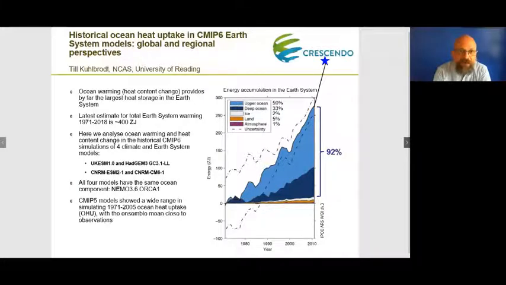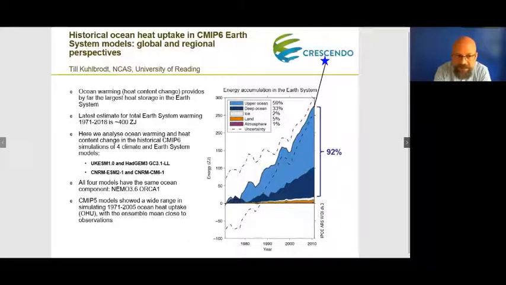Yeah, thank you, Martin. So I'm going to have a look at the historical ocean heat uptake in some of the CMIP6 Earth System models. So we're looking at ocean heat uptake, just a little motivation, because with the current radiation imbalance at the top of the atmosphere of about 1 watt per square meter or a little bit less, a lot of additional energy is stored in the Earth system, and we know that 92% of this additional energy is being stored in the oceans. That is since the early 1970s. So these are huge amounts.